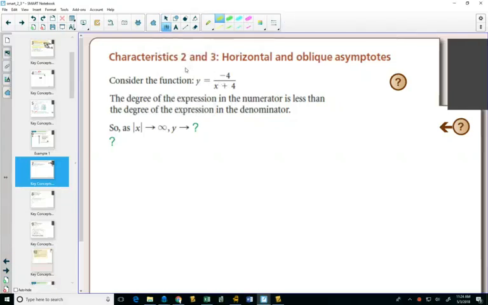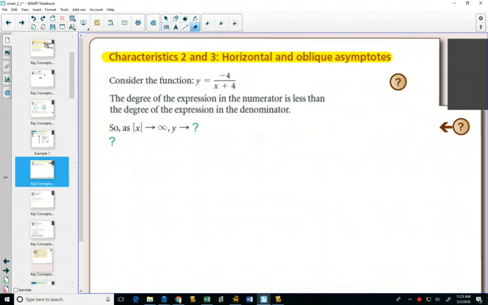Again, take out your highlighter. Characteristic 2 has to do with horizontal and oblique asymptotes. And with horizontal and oblique asymptotes, there are 3 situations that can arise. Those 3 situations are the same as the 3 groups that we saw in section 2.2.